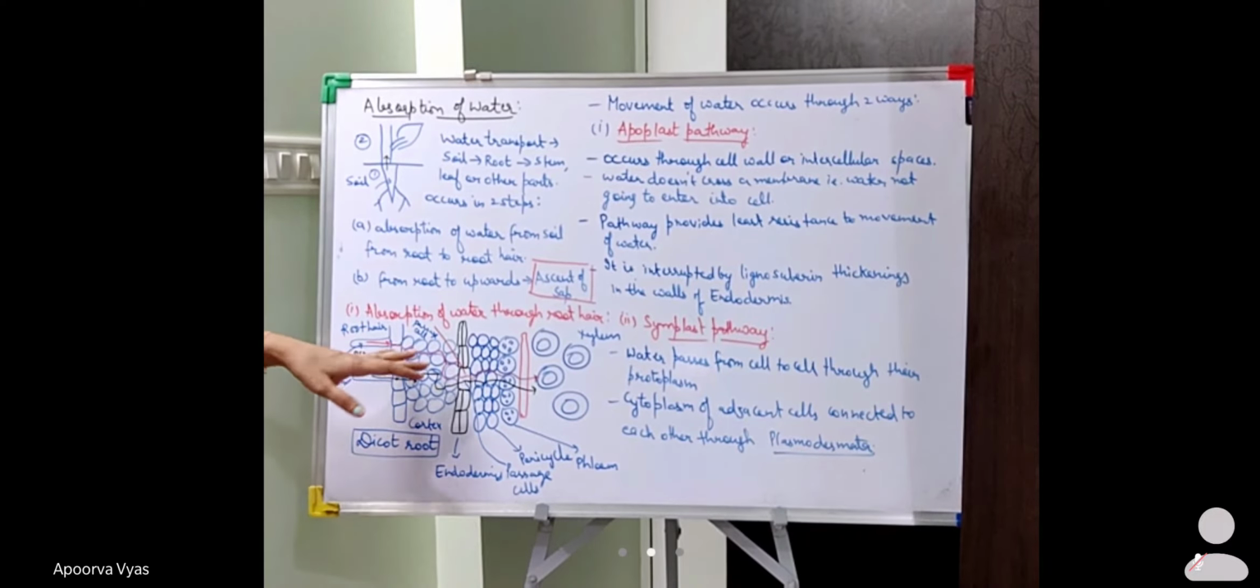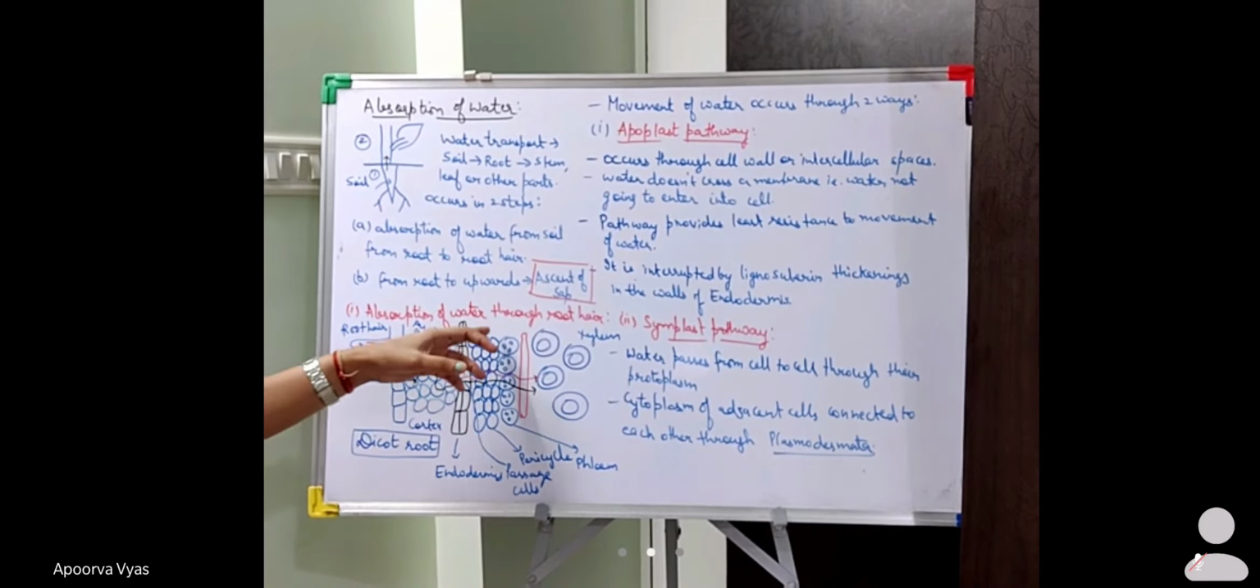Okay. So what we have done here is simply drawn the structure of a dicot root. If you remember the structure of the dicot root, the outermost layer was the epidermis, in which the root hairs were present. And below this epidermis, there is the cortex layer, then the endodermis, then the pericycle, and then the vascular bundles.